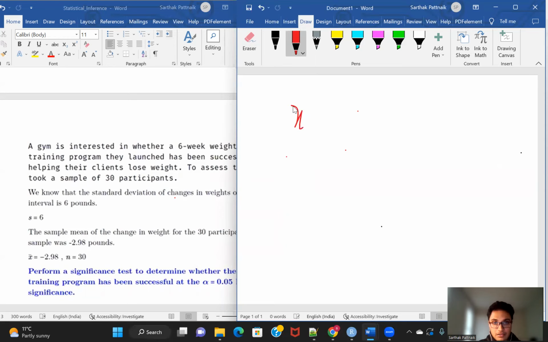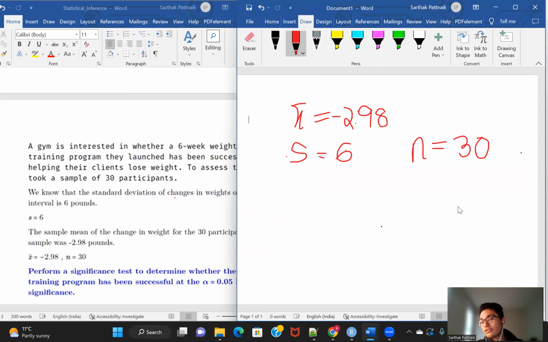We have been given the sample mean. We have been given the standard deviation. And we have been given the number of samples, which is equal to 30. Again, if your number of samples is 30 or higher, then the sampling distribution starts behaving like a normal distribution, and central limit theorem is applied over here. So we will follow the Z test.